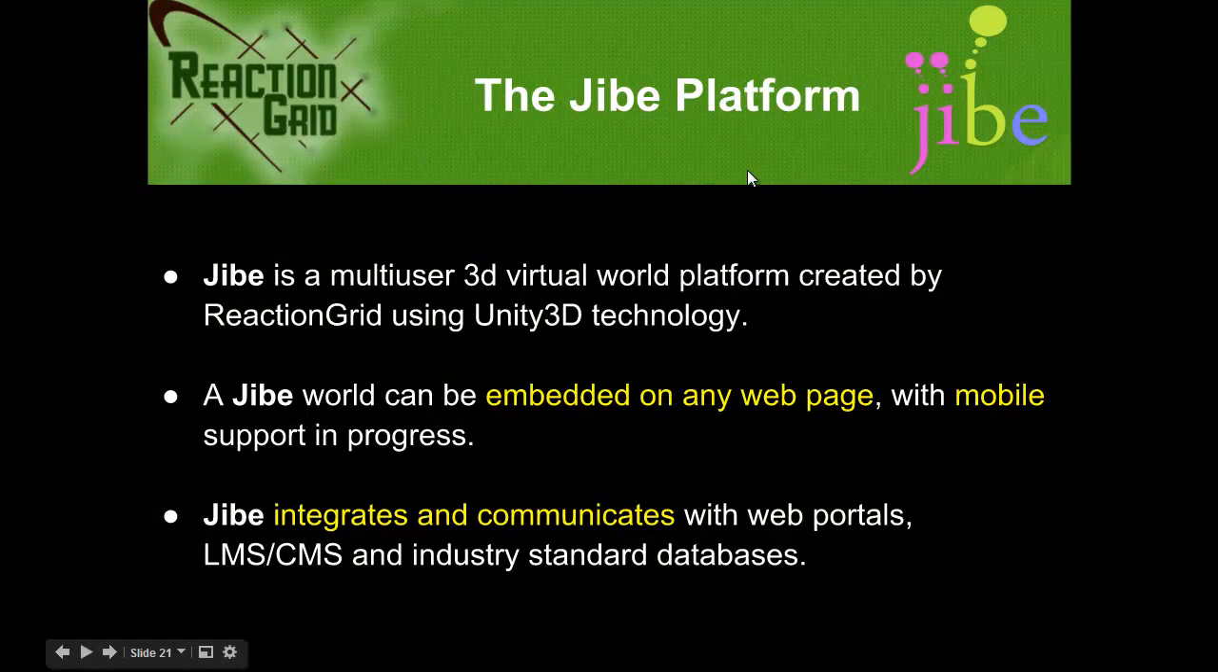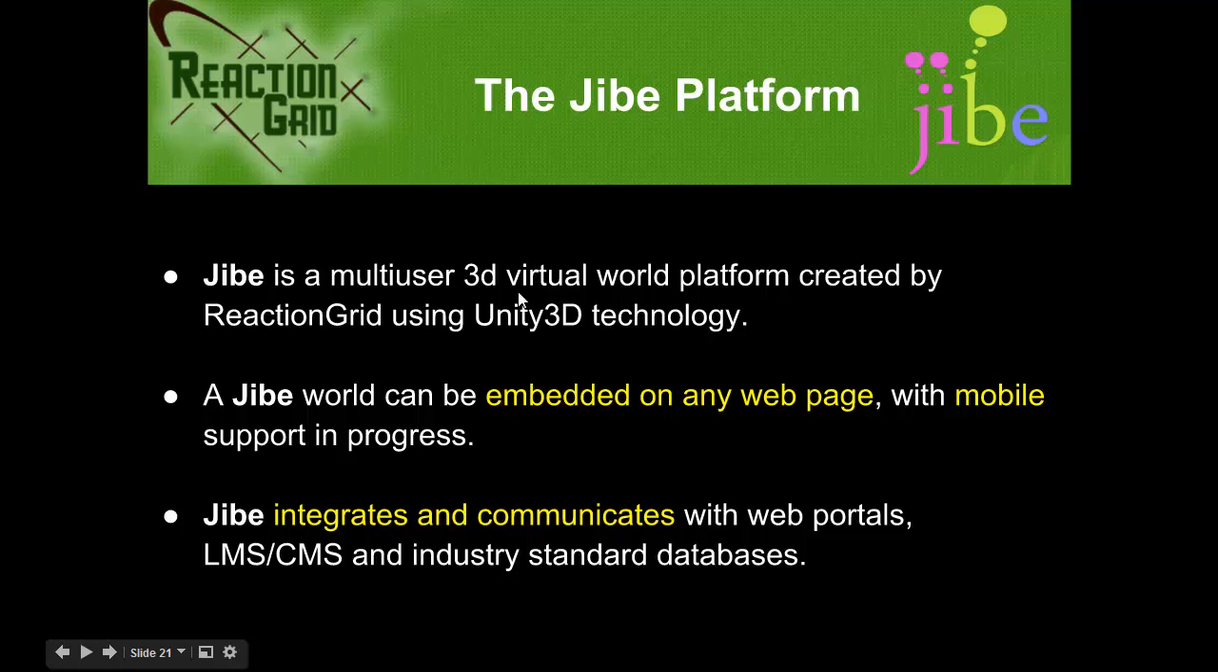So I'm going to talk a little bit about the Jibe Platform, which is one of the virtual world platforms that we've developed here at ReactionGrid. We've also done work with Open Simulator. But Jibe is something completely new, and we're very excited about it because we think it does a lot of things that can really bring virtual worlds to the next level. It's a multi-user 3D virtual world platform that we've created using Unity 3 technology and a bunch of other technologies, a lot of things that we've written from scratch, as well as other best-of-breed technologies like Unity 3D.